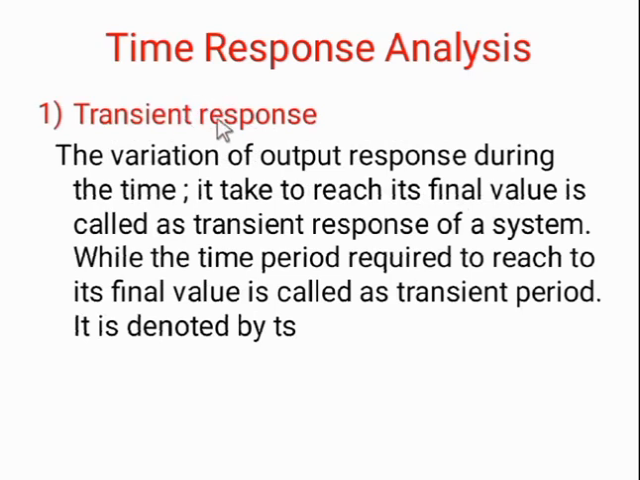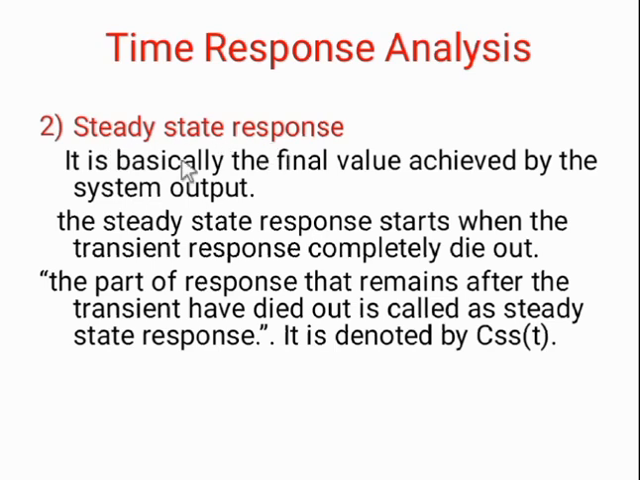The definition of the transient response: the variation of the output response during the time it takes to reach its final value is called the transient response of the system, while the time period required to reach the final value is called the transient period, and it is denoted by Ts. Second one is the steady state response. It is basically the final value achieved by the system output. So the steady state response starts when the transient response has completely died out. The part of a system response that remains after the transient has died out is called the steady state response, and it is denoted by c_ss(t).